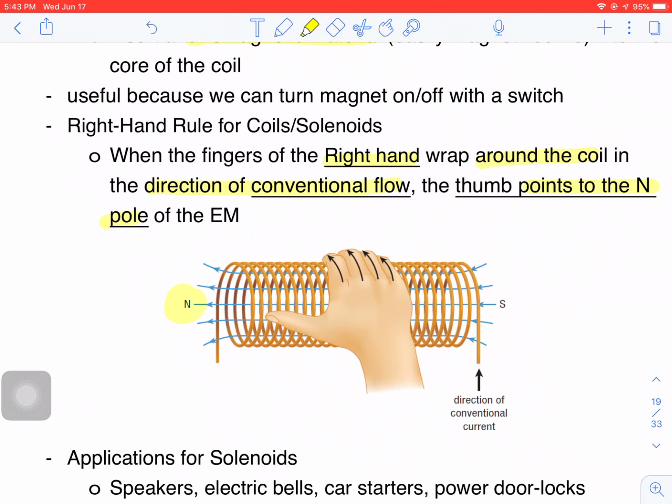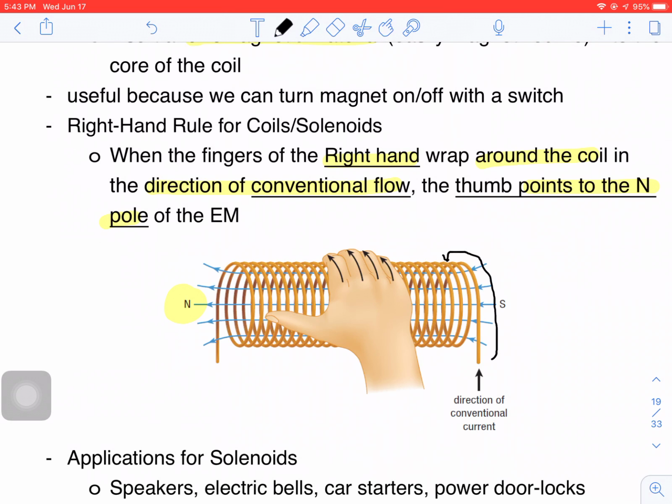Right? My right thumb shows the direction for north. So as the electrons, conventional flow, moves up and then disappears around the back, my fingers have to do the same. Come up the front and disappear around the back, and my thumb points to north.